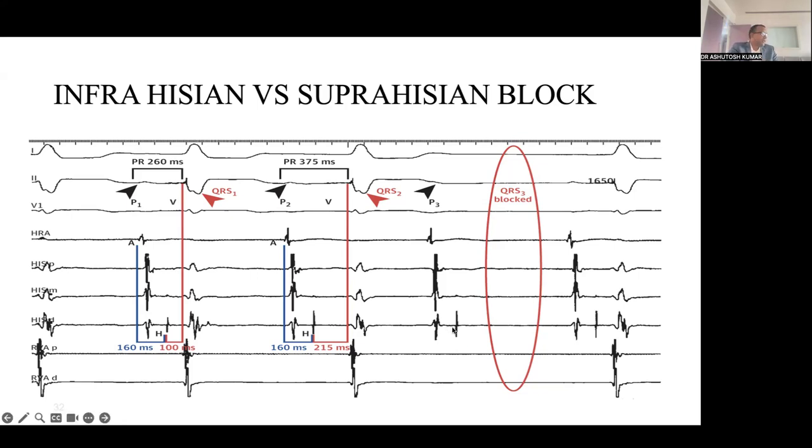It is infrahisian. The reason, see, from here the conduction has gone A, His, it has reached the His, and after that His, it has not been there. So it is infrahisian. Up to His, the conduction has happened. After His, not conducting. If this His fiber is not there, then it is suprahisian. The presence of His means it is infra. Absence of His means supra. So easy? Difficult or easy? Now, how about intrahisian?